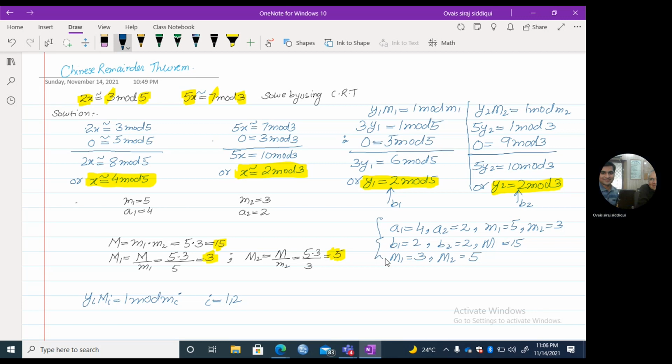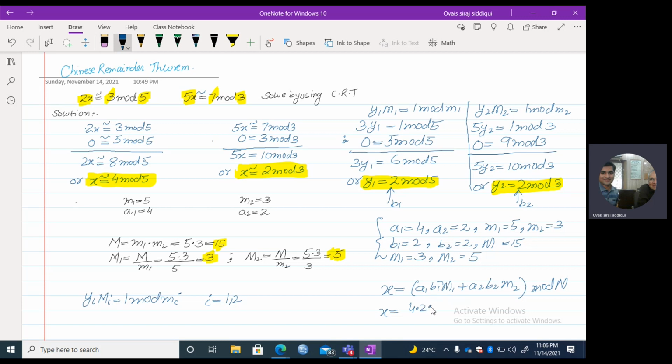So all the values we have now: x equals a1 b1 M1 plus a2 b2 M2, mod capital M. x equals, a1 is equal to 4, b1 is equal to 2, and capital M1 is 3, plus a2 is equal to 2, b2 is equal to 2, capital M2 is 5, and mod capital M is 15.